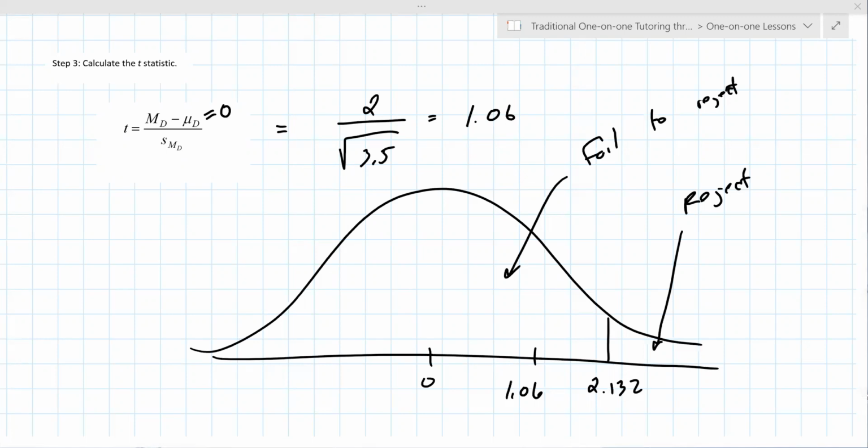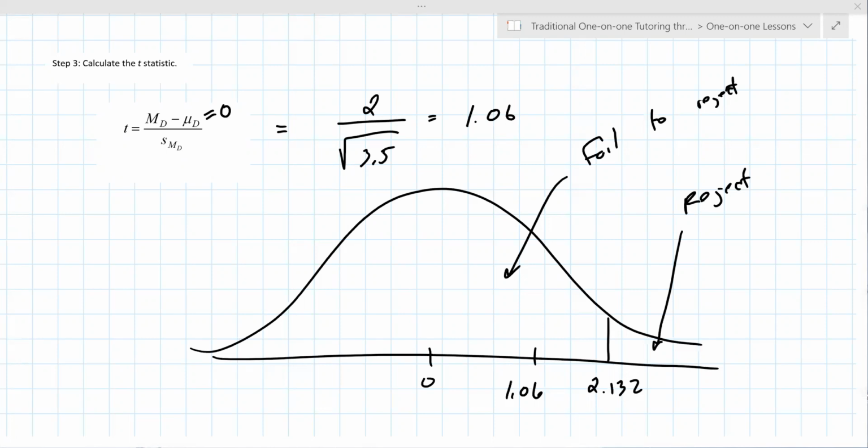Okay. You're going to fail to reject. Okay. Got it. So that's step 4, make a decision about it.